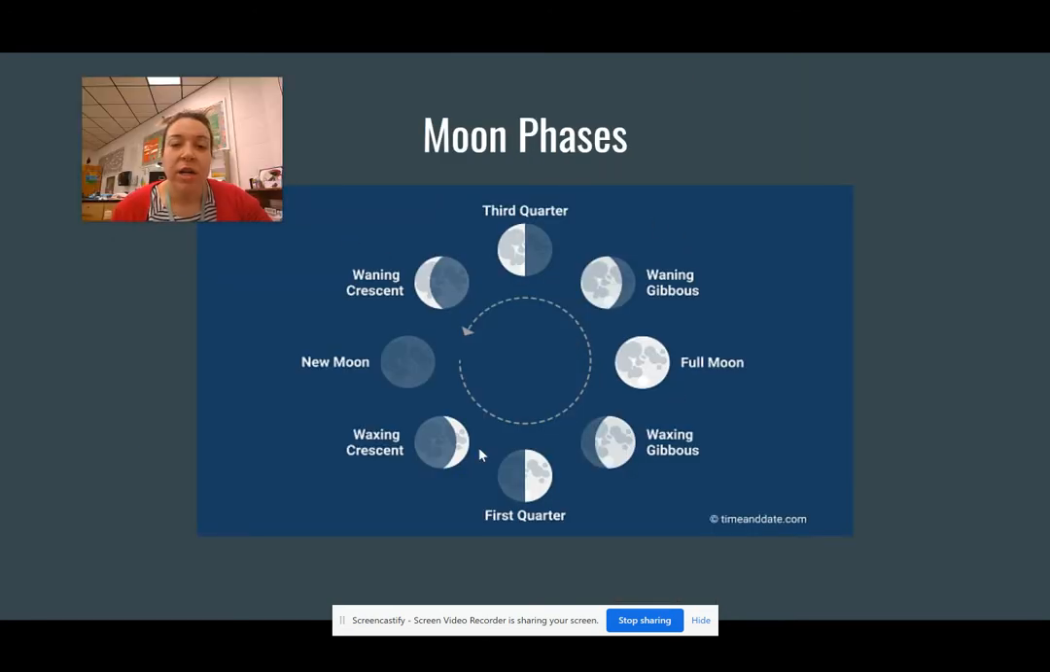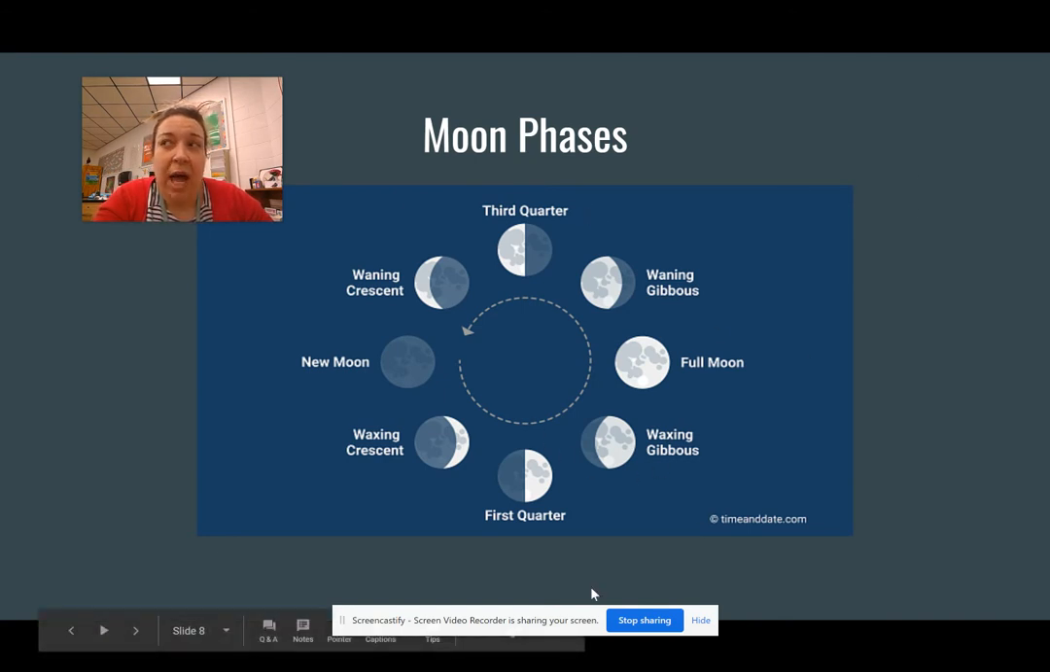All right, we're also going to review the moon phases. For this one, I'm not going to make you write anything because we're going to actually have our own moon phases in an interactive notebook activity later next week. It goes through different phases, and we'll talk about how that happens in a little bit. So these are all the different moon phases.